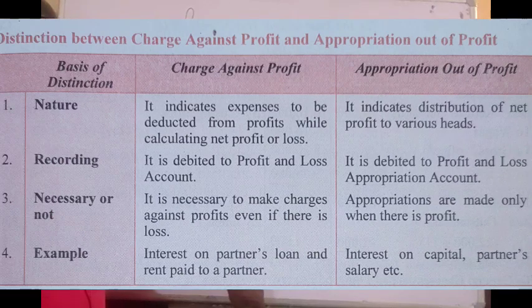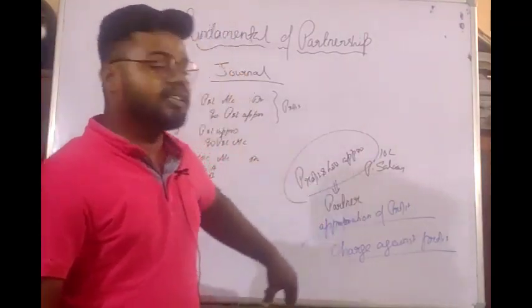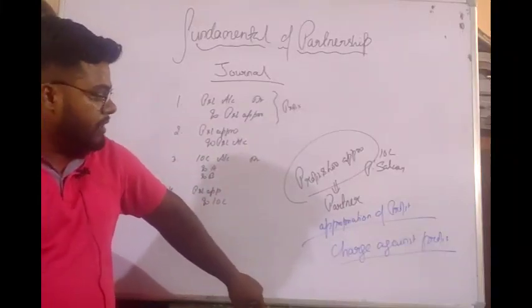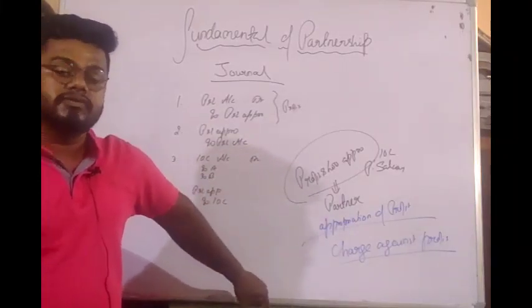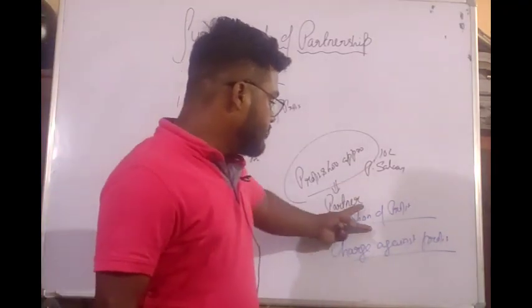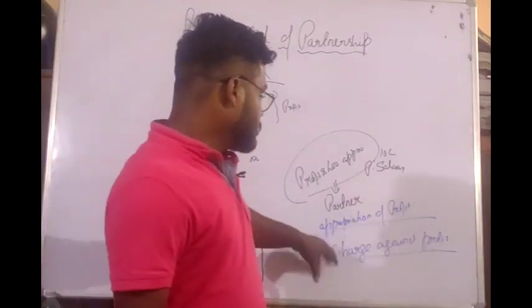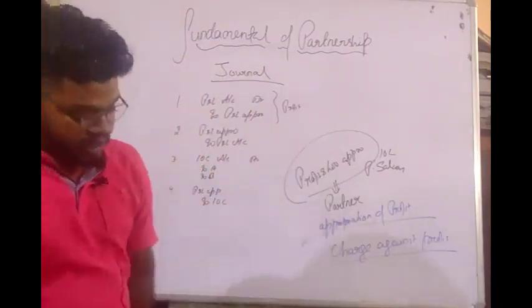And what is appropriation of profit? We have to pay only if there is a profit. That means interest on capital and partner's salary we need not pay if there is a loss. But a charge against profit means we have to pay irrespective of profit or loss. Got my point? That is the difference between appropriation and charge against profit. This is the profit and loss appropriation account.